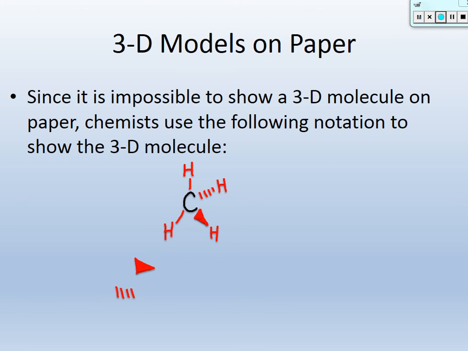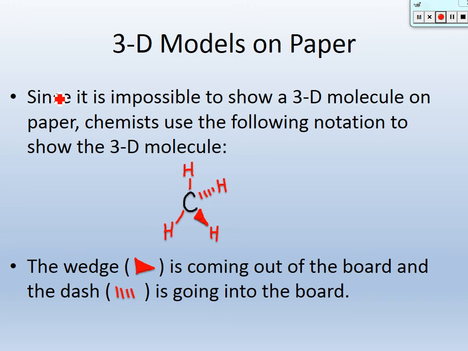We're going to study models of molecules today. It's kind of difficult to show you guys models of molecules on a two-dimensional board. This board goes left to right and up and down, but it doesn't go into the board and straight out toward you guys, does it? So since it's impossible to show 3D models on paper, chemists use the following notation to show a three-dimensional model.